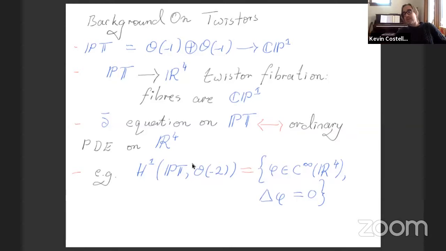But if I change O(-2) to some other line bundle or some other sheaf on twistor space, on this other side I'll change my PDE in some way. So this has been well studied, and there are many examples of that nature.